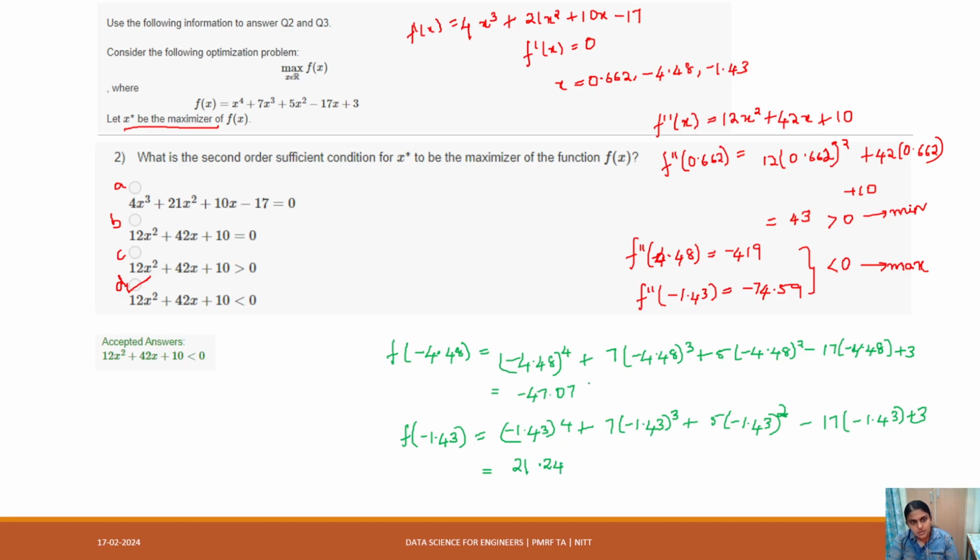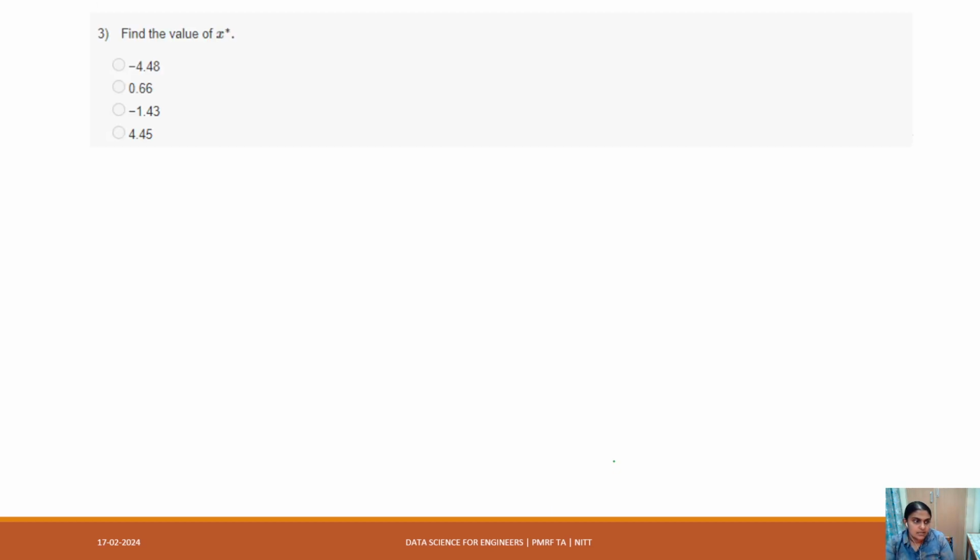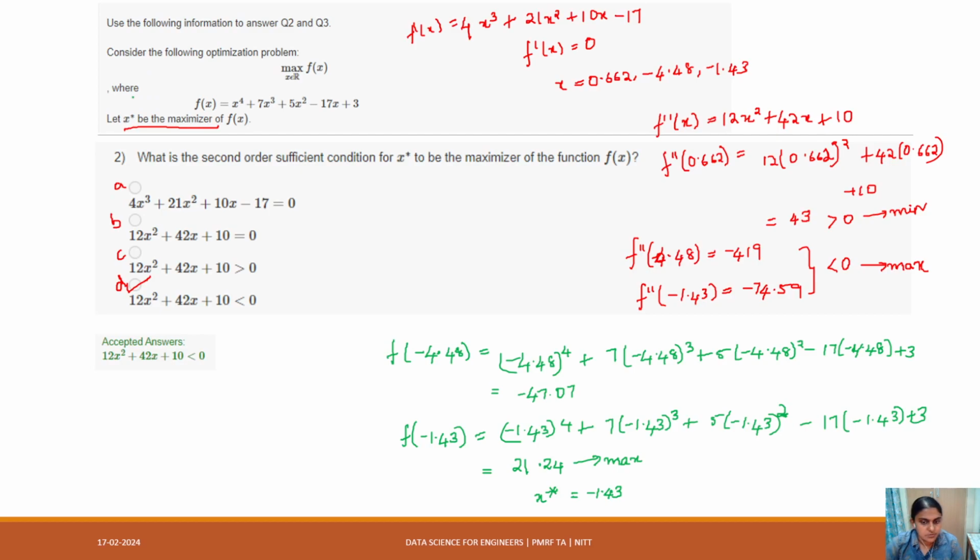Okay, so among these the maximum value is this one, right? This is the maximum value among these 2 points where we have found out that there is a maximum value. So you can say that x star, or the maximum value, lies at minus 1.43. So in this question the answer will be C. So you can check these answers once more. You can take a moment for that.